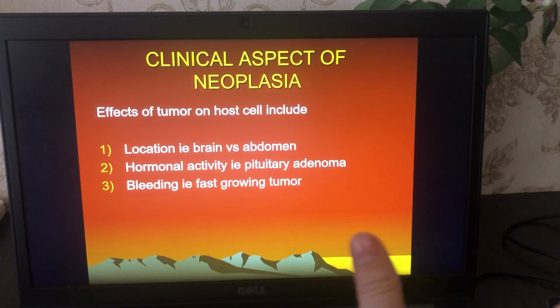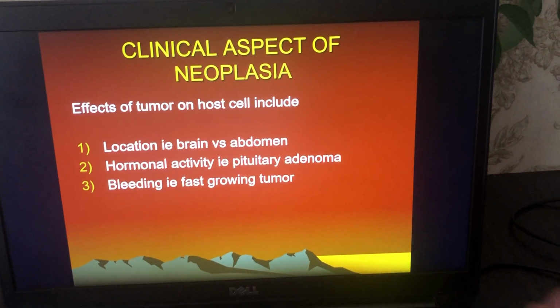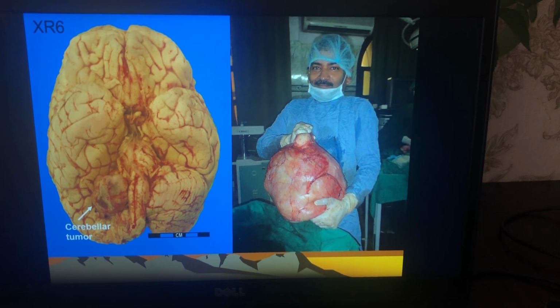Sometimes it will cause bleeding. For example, like we said earlier, the leiomyosarcoma is a fast-growing tumor, then you have necrosis and bleeding in the center. So that can cause pain as well. So you can see the difference.